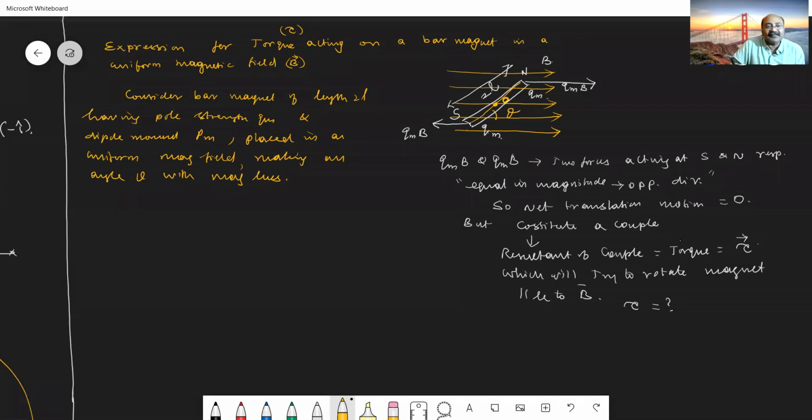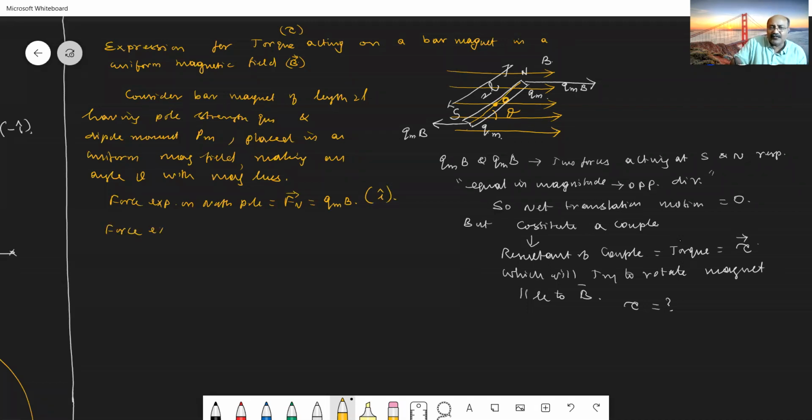If I want to calculate the torque, before that I am writing the force experienced on the north pole. Let us write it as F1 vector. Its magnitude is Qm into B, in the same direction as the magnetic field, along the horizontal direction, which we can take as i cap.